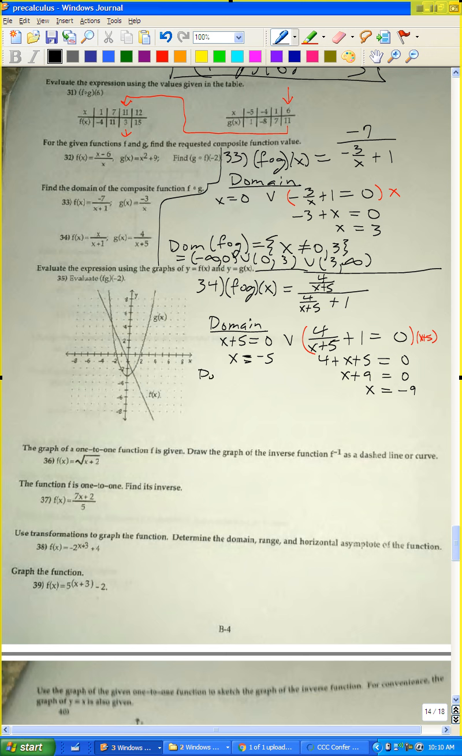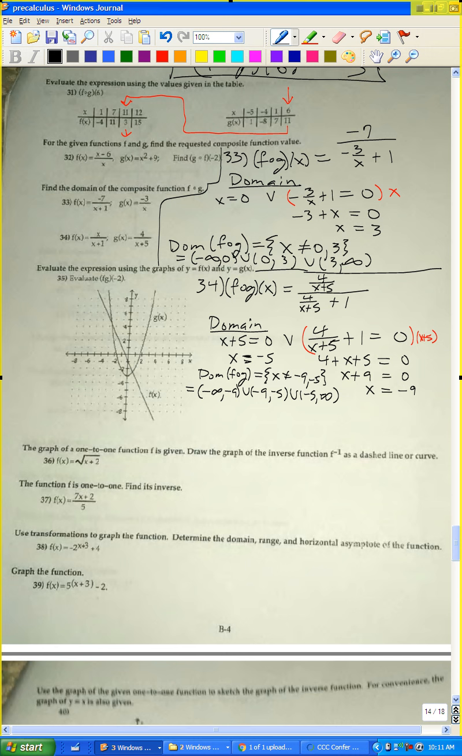And so the domain is set of all x's not equal to negative 9 nor negative 5. So it is the interval from negative infinity to negative 9, negative 9 to negative 5, negative 5 to infinity. And that's your domain. Any questions about that? Okay.